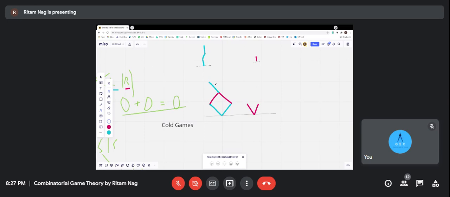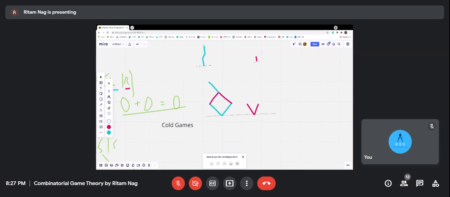One thing you need to understand about these games is that they don't encode turn information. It's just the position, not the turn. So the turn could belong either to the left player or to the right player. That's what I'm talking about. So this blue game is a left player win, and this red game is a right player win. That's how we are going to talk about it.